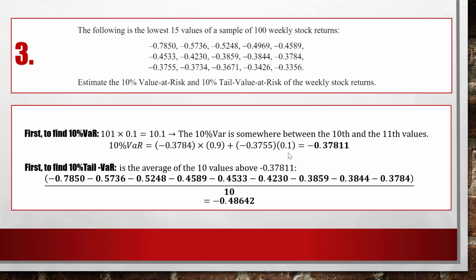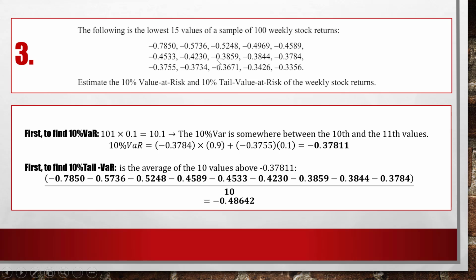Now, in order to find the 10% tail value at risk, we just have to find the average of all the possible values below this value at risk. The value at risk is negative 0.37811. So we have to find out the list of all possible values that are below this number.